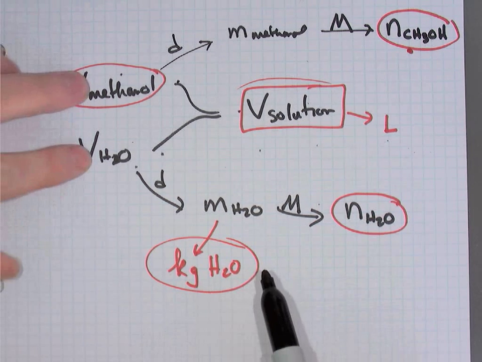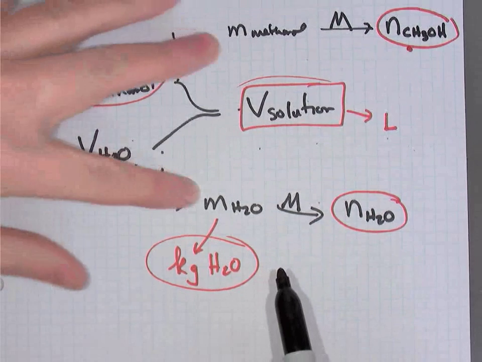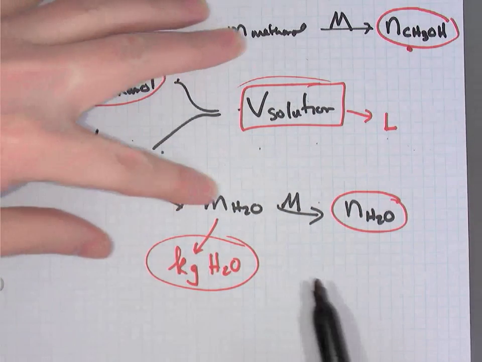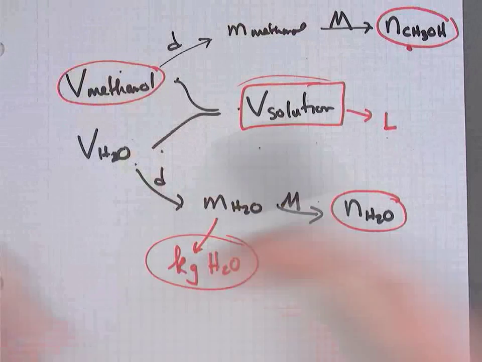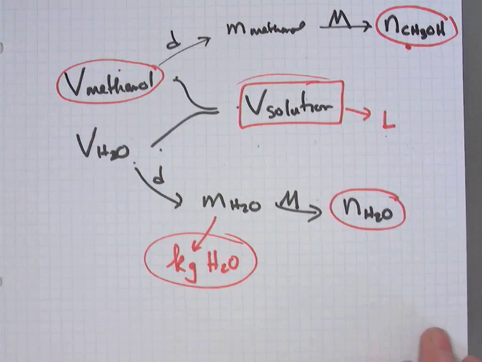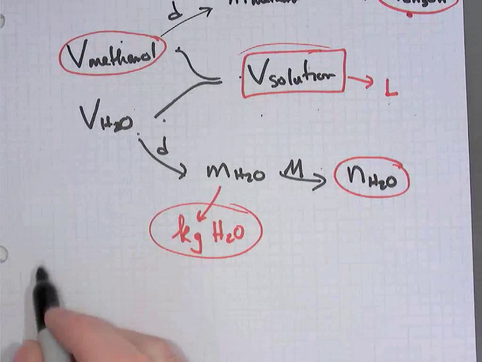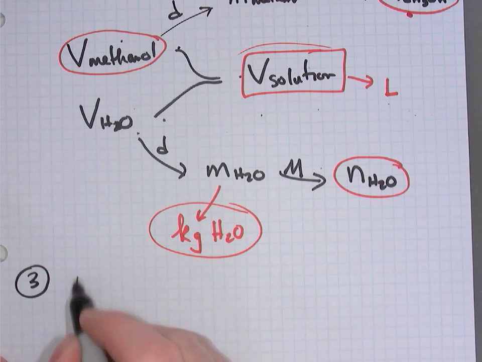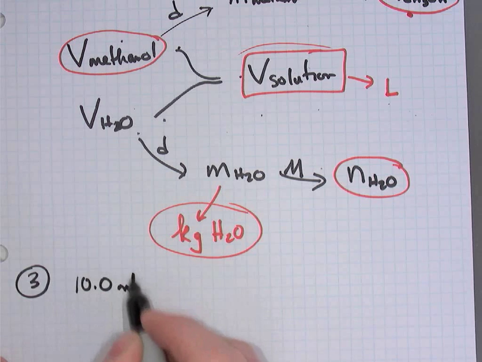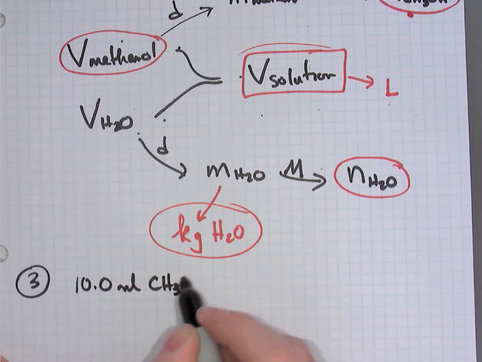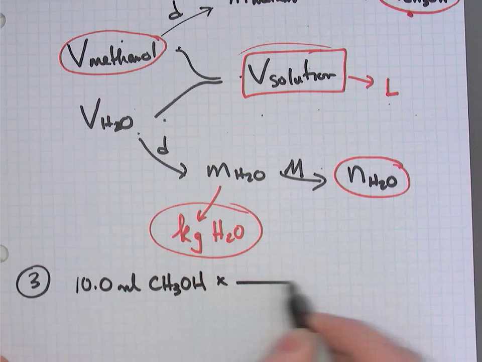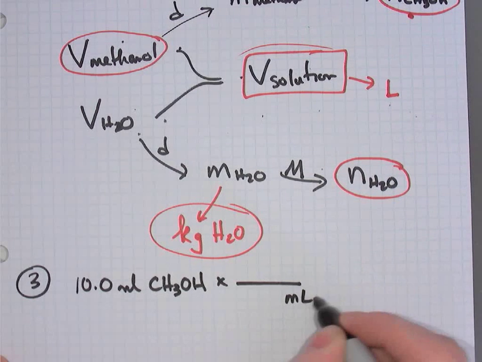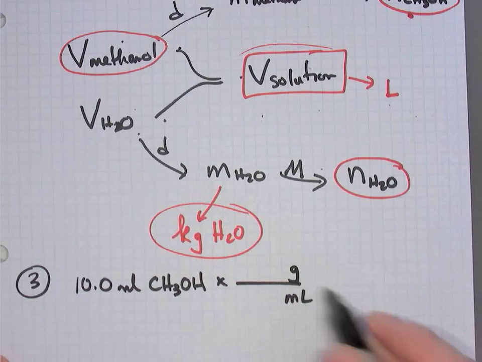We're going to take our volumes, use the densities to find masses. Masses can be converted to moles, and then we're basically home free to calculate everything we need. So, first thing I'll do is take the 10.0 milliliters of methanol, and with one little unit multiplier, convert those milliliters to grams.